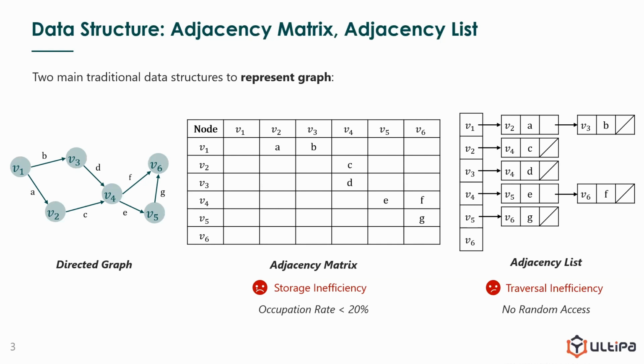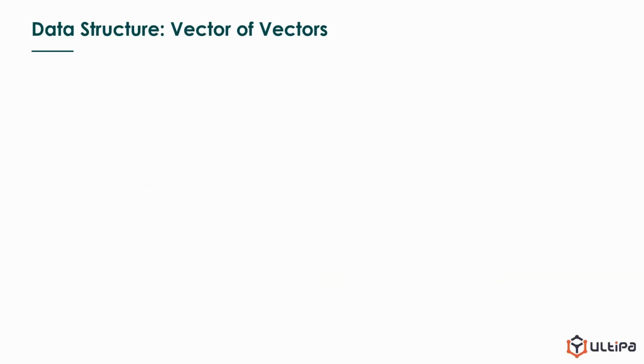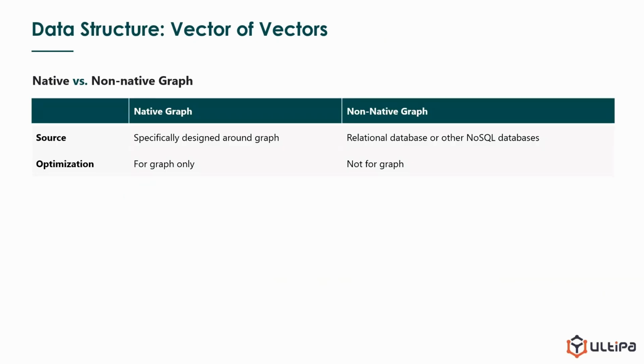We are not saying that matrix and linked lists are bad. Each data structure has pros and cons. They could be perfect under some circumstances, but for graph computing, we should expect something that works more productively. So speaking of designing a data structure for graph, I want to introduce a pair of concepts, that is native graph versus non-native graph. We have a small table here to show you the difference.